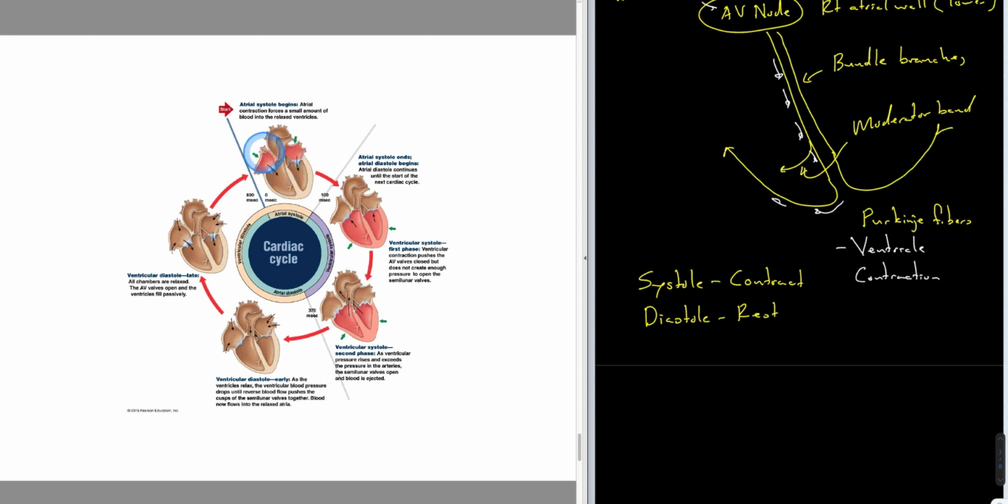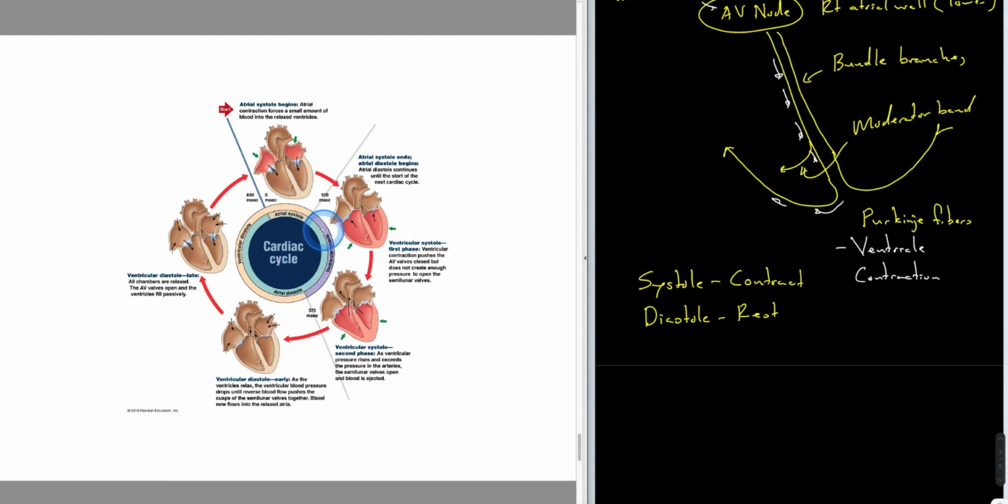Now, the SA node contracts. It activates atrial systole. A little topping off. That starts the cycle. Atrial systole. We don't want both atria and ventricles to contract at the same time. It wouldn't go anywhere. So as blood is pouring into the ventricles, we have atrial systole that tops off the ventricles, and now the atria go into diastole and they rest.